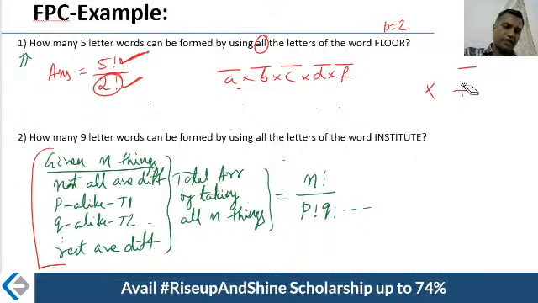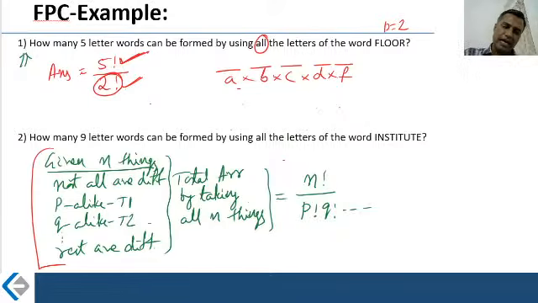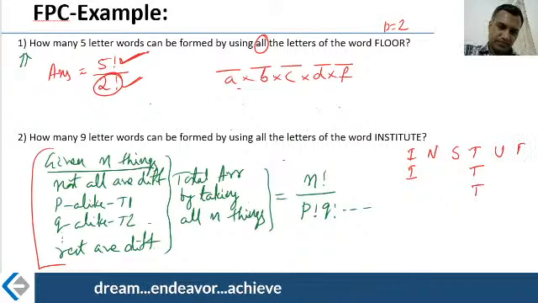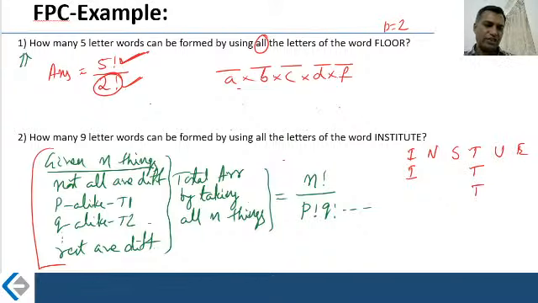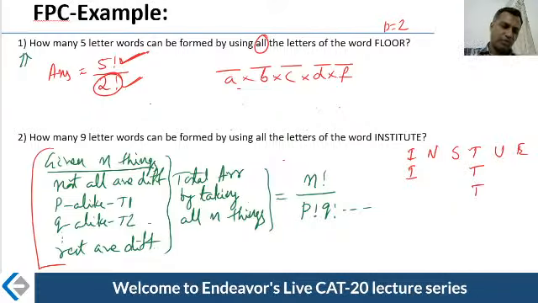All right, let's go to the next one. How many 9-letter words can be formed by using all the letters of the word INSTITUTE? So what is my composition here? Let's understand. I, N, S, T, I, T, U, T, E. Now this is my word INSTITUTE. Of course, how many letters are there? 9 letters are there.